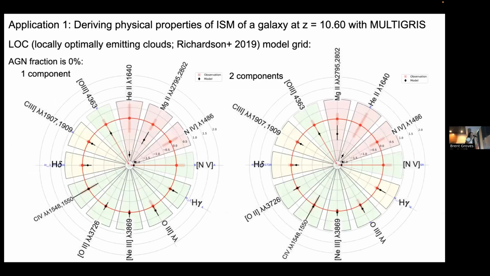Here I also show the same plot as before. But even when we fit with AGN fraction, the tension between the prediction and observation of these three lines still exists. We also tried to fit with two components, but this tension still exists.